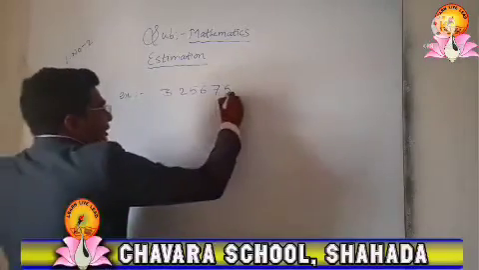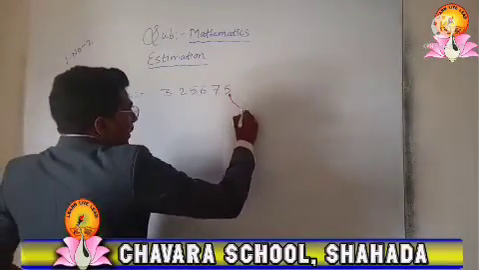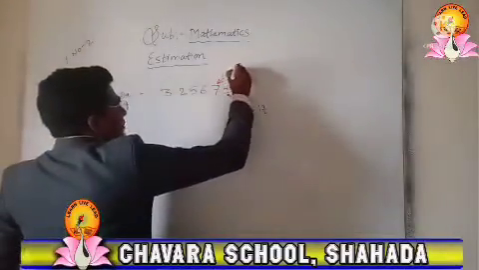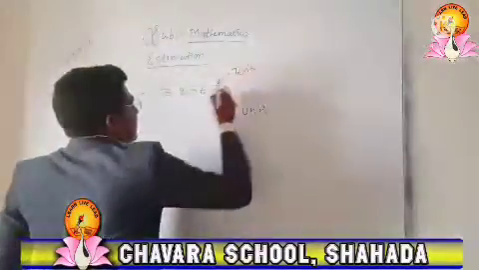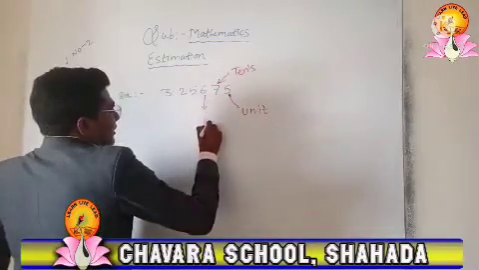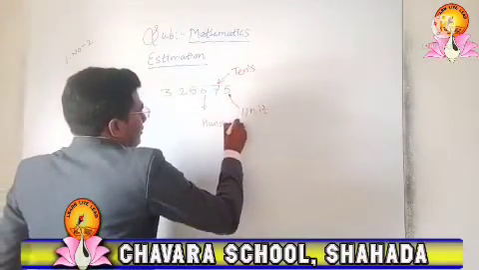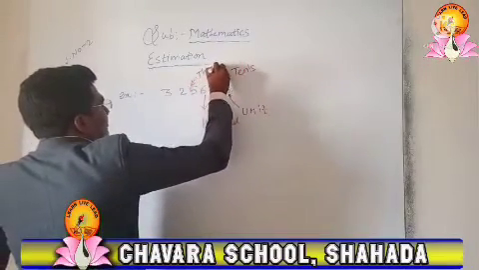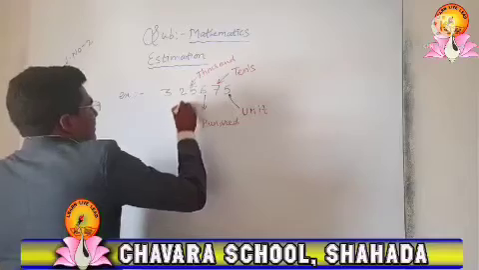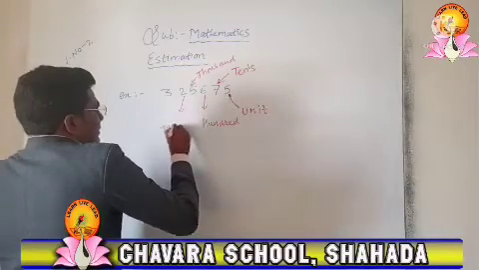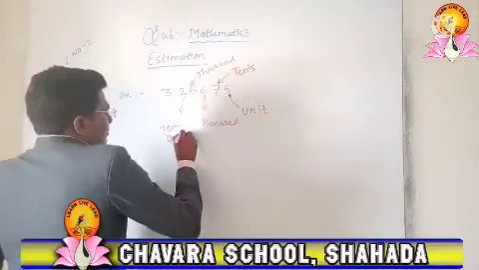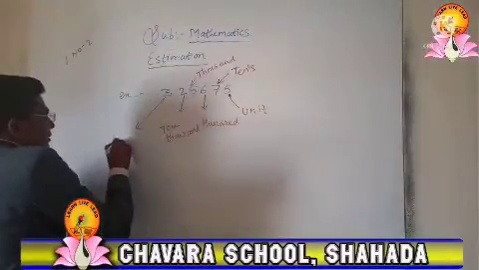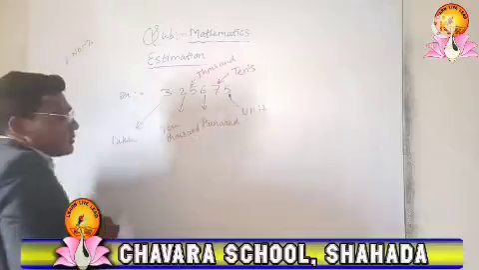This 5 is present at the unit place, this 7 is present at the tens place, this 6 is present at the 100 place, and this 5 is present at the 1000 place. This is the 10,000 place, and this is present at the lakh place.